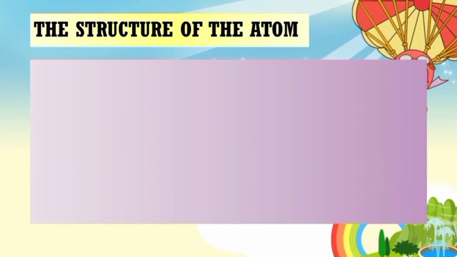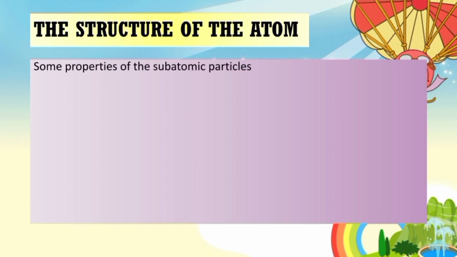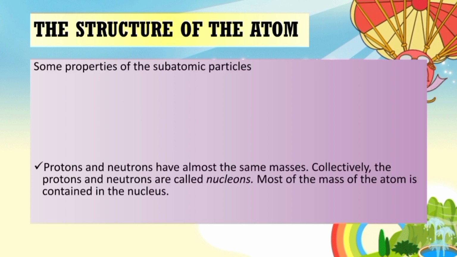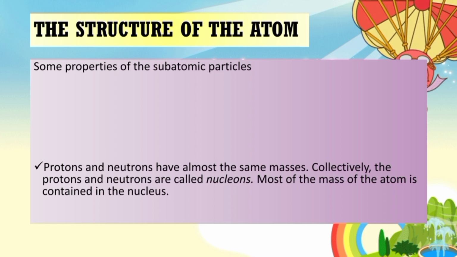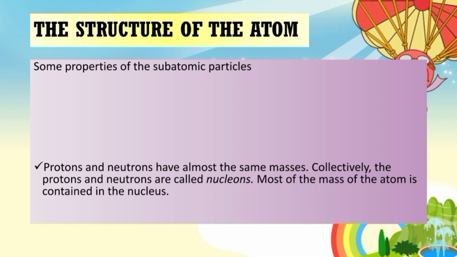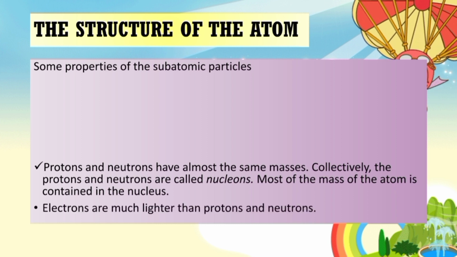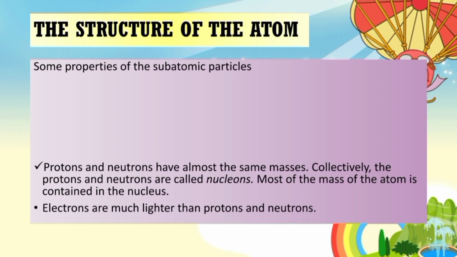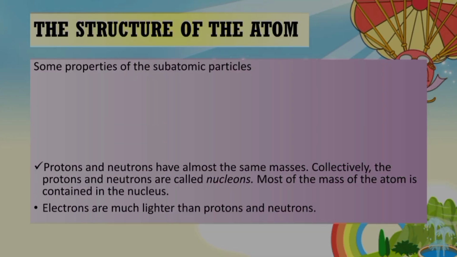Alright, to continue more about the structure of the atom, here are some properties of the subatomic particles. Protons and neutrons have almost the same masses, and they are collectively called nucleons since they are located in the nucleus of an atom. Most of the mass of the atom is contained in the nucleus. Remember, Rutherford said that the mass of an atom is mostly concentrated on its nucleus. Another, electrons are very much lighter as compared to protons and neutrons.